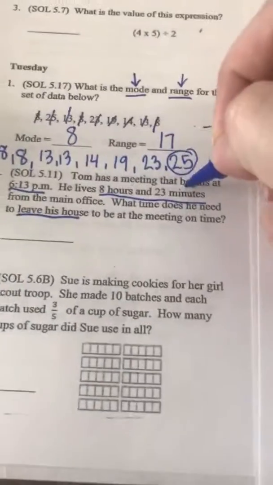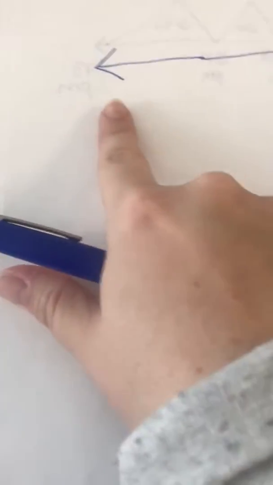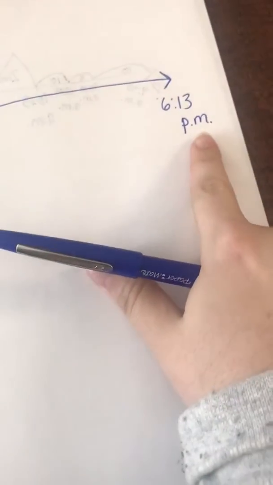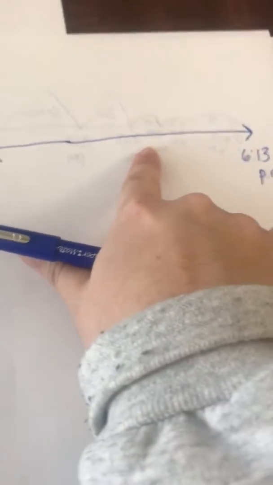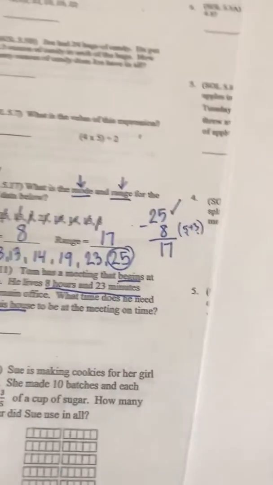Now, the word begin here might trick you to think that you need to put 6:13 p.m. at the beginning of your number line, but it actually needs to go at the end of your number line because that's the time the meeting is going to begin, and he has time that he needs to travel, and we need to figure out what time he needs to leave. So we are actually finding the start time on our number line.